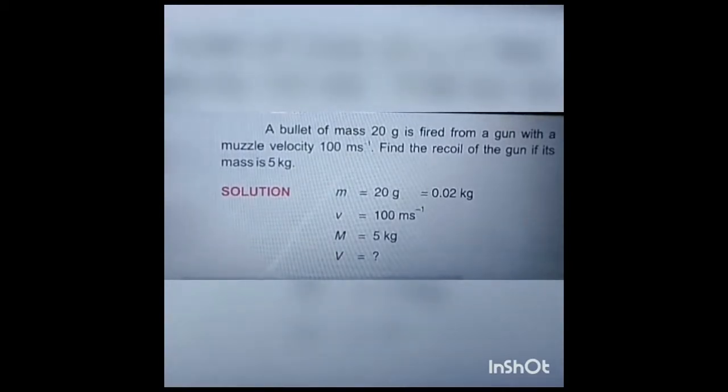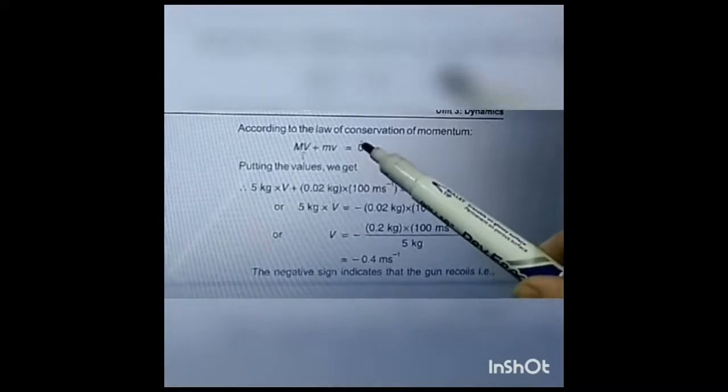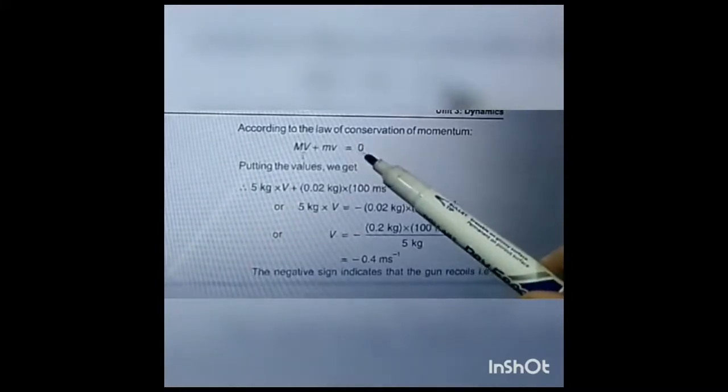As we remember, the formula from the law of conservation of momentum was capital MV plus mv is equal to 0. If you remember, this was the formula when we added both the equations, before the gun was fired and after the gun was fired. This 0 shows the momentum of the gun and the bullet before it is even fired. This is the momentum of the gun and bullet when it's fired.